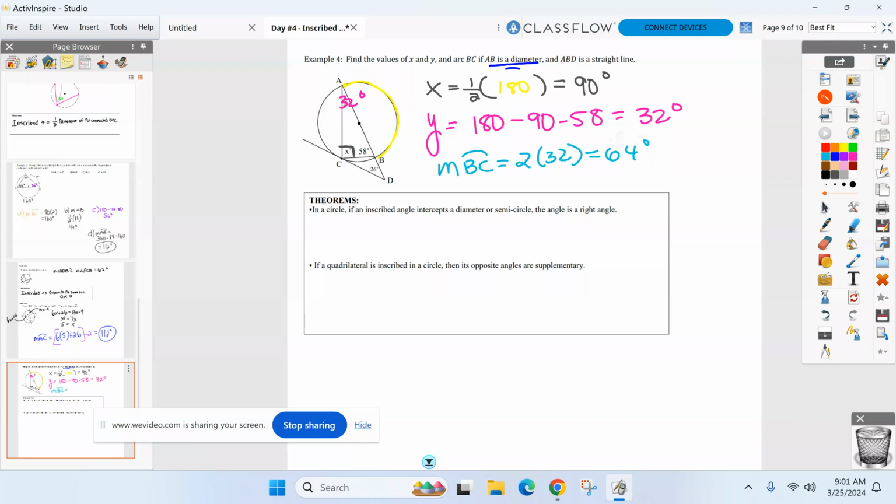All right, anything before I show you the third and final fact for today? So the first fact was inscribed angles. Actually, the first fact was two inscribed angles drawn to the same arc are congruent. Fact number 2, if it's drawn to a semicircle, it's a right angle.